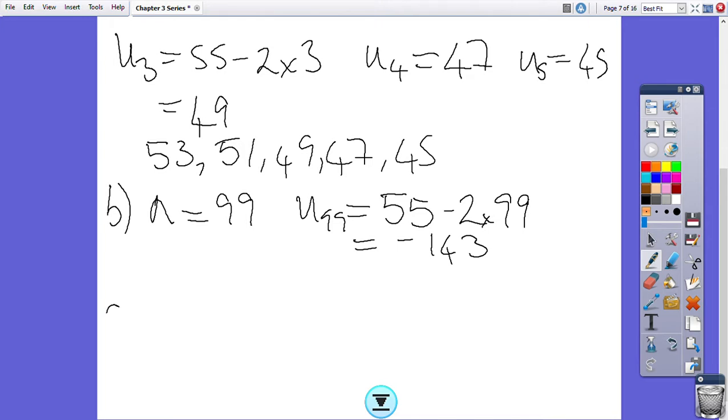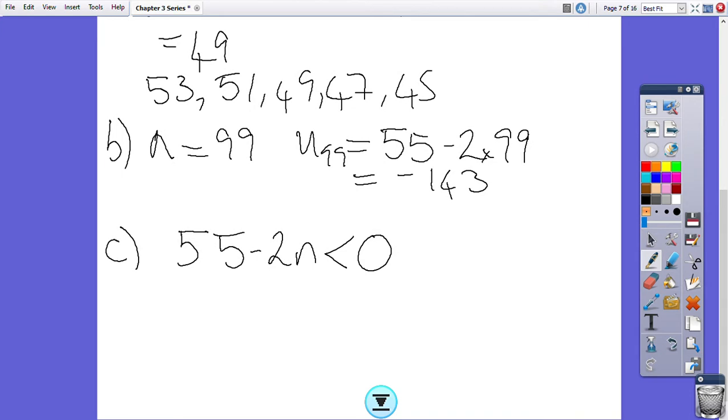So that's for part C. So what we're looking at is where 55 minus 2n is below 0. So this is how the sequence is generated, and we want it to be less than 0. We want the first number that works.